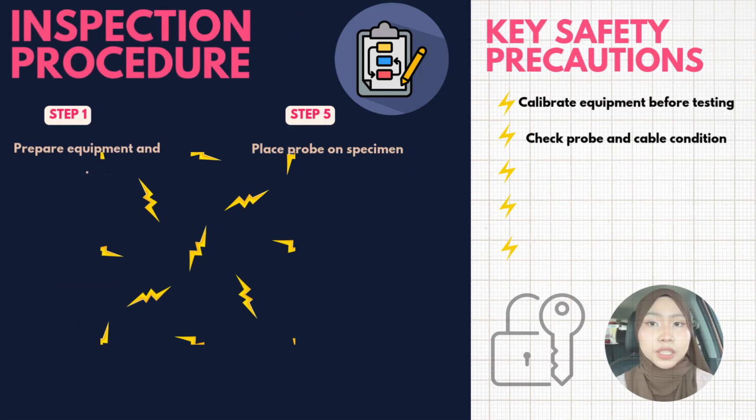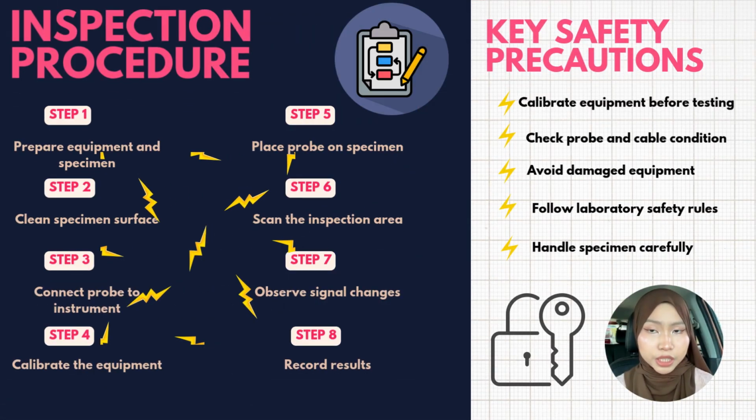Next, I will explain the eddy current testing inspection procedure. So firstly, prepare the equipment and test specimens. Then, clean the specimen surface to ensure accurate results. After that, connect the probe to the instrument and calibrate the equipment using calibration blocks. Once the setup is complete, place the probe on the specimen and scan the inspection area.